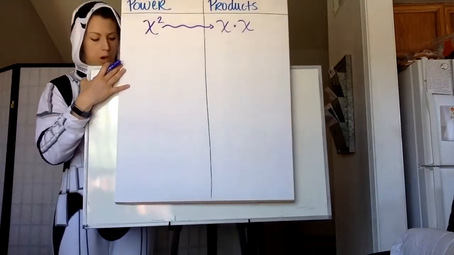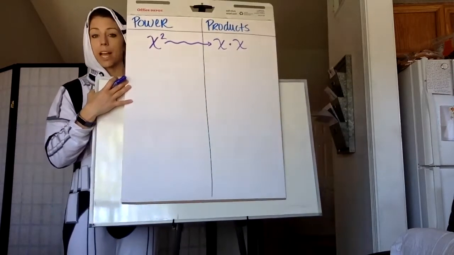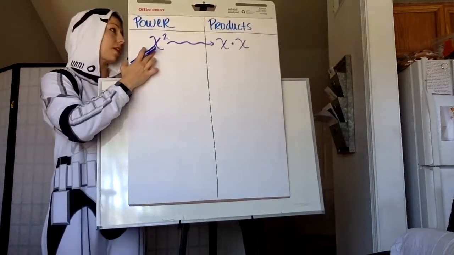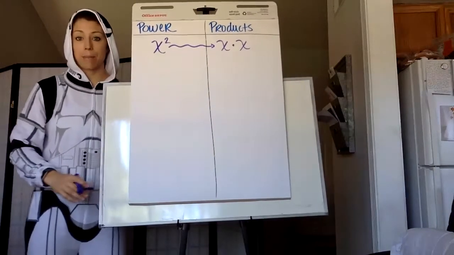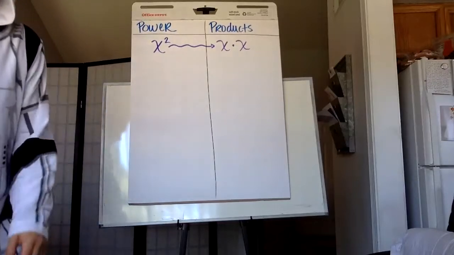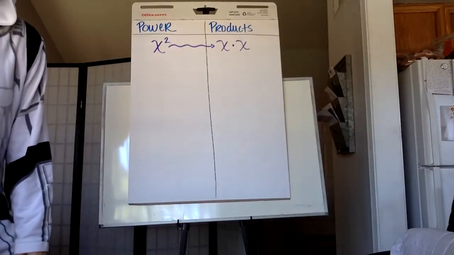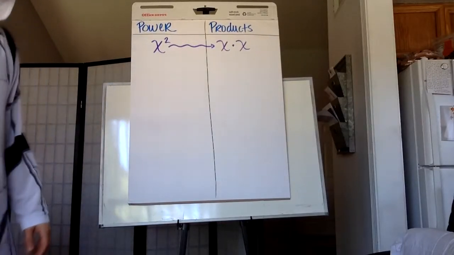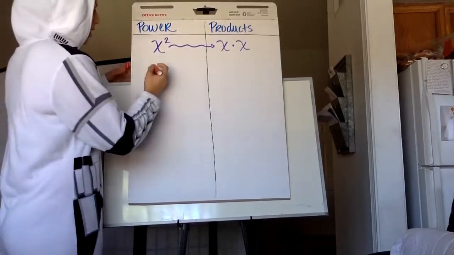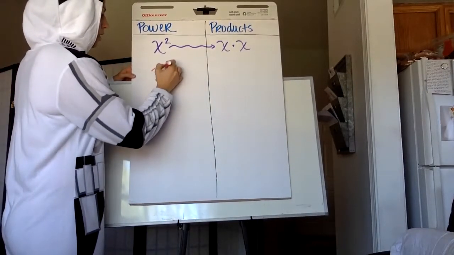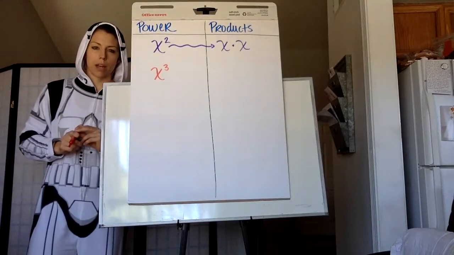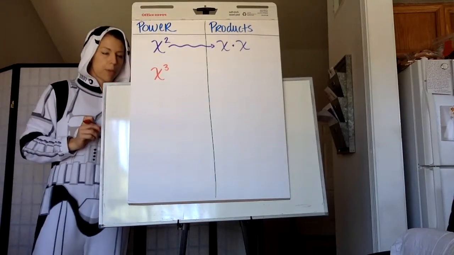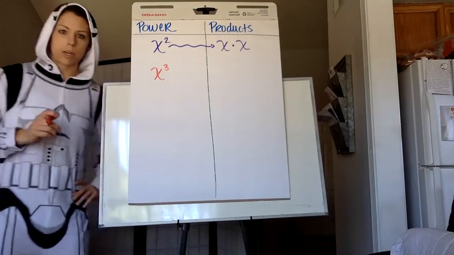That's actually what a power comes from: multiplying the base of the power, whatever the number or variable is, by itself, however many times the exponent tells you to do it. So that was kind of a simple one, like a warm-up. What if I gave you x to the 3rd power? How could you write that as a product? Some of you are probably thinking, okay, this is way too easy.